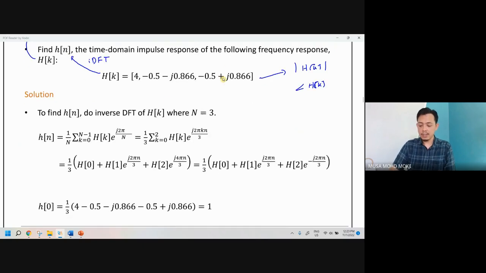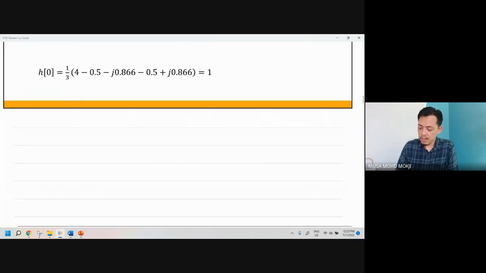Okay, to find Hn, let's start. To find Hn, do inverse DFT of Hk, where N equals 3. So why N equals 3? Because we have 3 samples here. Okay, so this is 4. You see a comma here, and then this is another comma. So it means that the first frequency response is 4, and the second one is minus 0.5 minus j0.866. The third one is minus 0.5 plus j0.866. Okay, so if we are referring to the plot on k, we have 0, 1, and 2.